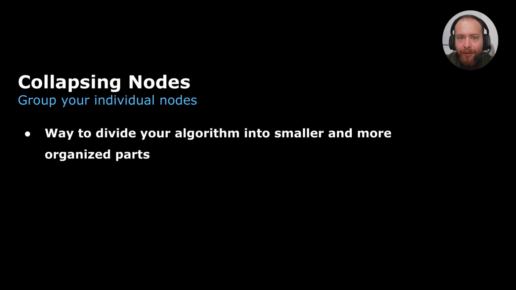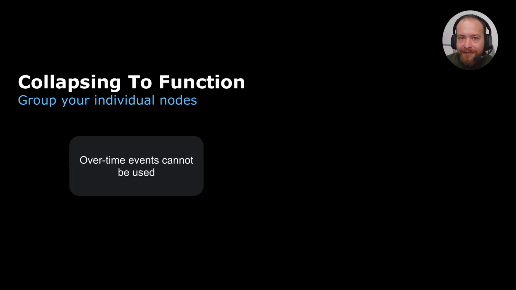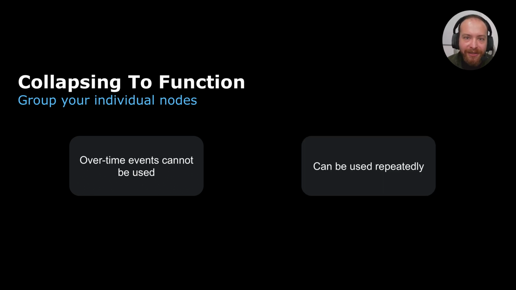In the previous part, we learned that we can collapse a group of nodes that have a single purpose to improve our overall logic's readability. Now we will see a different type of collapsing, which is collapsing to a function. Collapsing to a function does a similar thing, except it has some pros and cons compared to collapsing nodes. Collapsing to a function creates a function that is similar to creating one manually. Therefore, similar to casual functions, you can't use over-time events such as delay and timeline inside a function. However, you can use this function inside your blueprint to omit repeated code blocks.